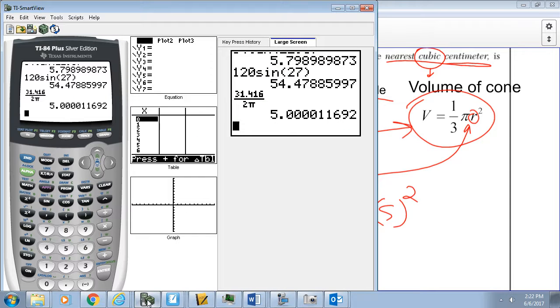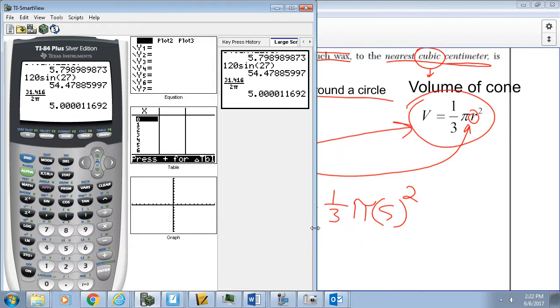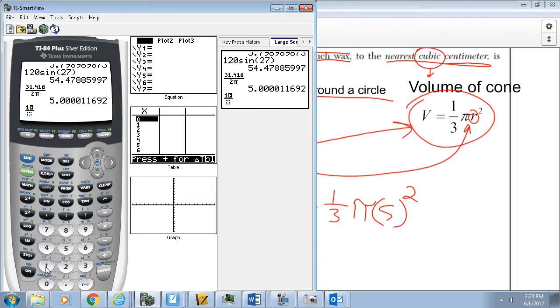You know, sometimes they actually will say in terms of pi. In this case, they don't. So you're not going to want to have pi in the answer. We're actually going to put it in the calculator.